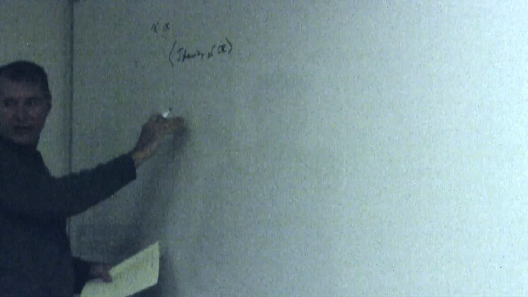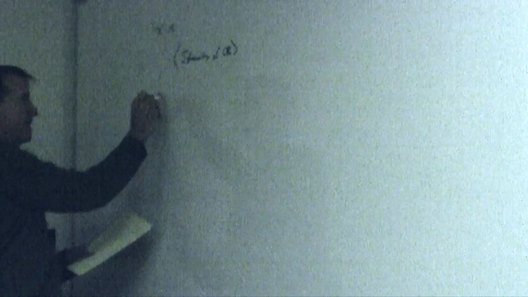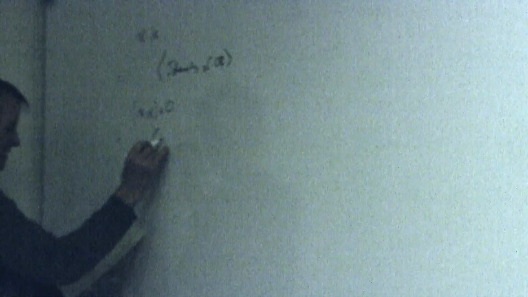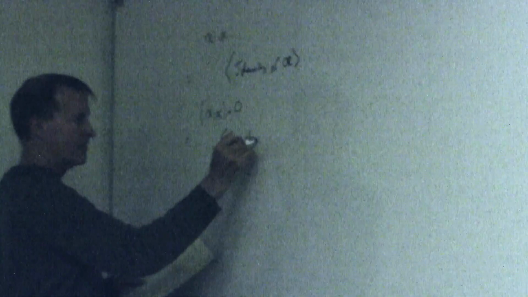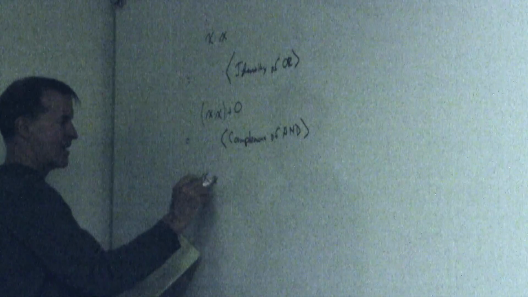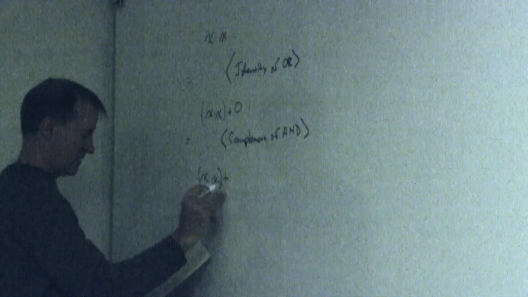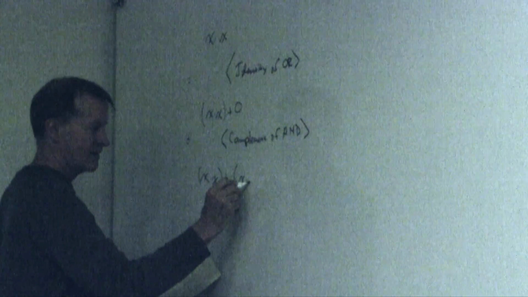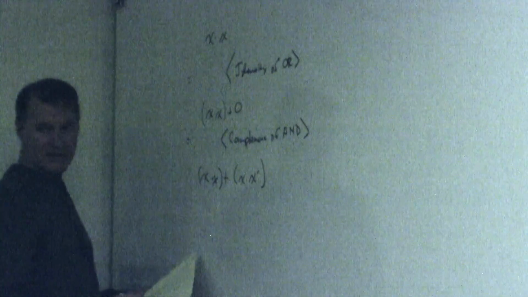So now this is going to be equal by what? Instead of identity of and, identity of or. Okay, Ben? By the complement of and. This is going to be X and X or what? Or zero. And Ashley, this is equal by the complement of and. What? X or X and X prime. Is everybody clear on that?